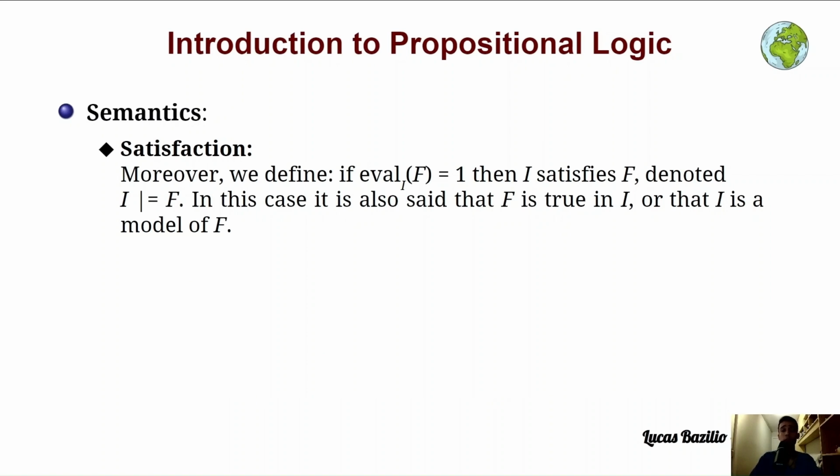Very well, let us end this introduction to propositional logic lecture with some comments on satisfaction. If the evaluation in the interpretation I of the formula f is true, that is, if it is equal to 1, then we say that this interpretation I satisfies the formula f, and we denote it with this notation, with this vertical bar and this equal sign. This means that the interpretation I satisfies the formula f, and commonly it is also said that the formula f is true in the interpretation I, or that the interpretation I is a model of the formula f.